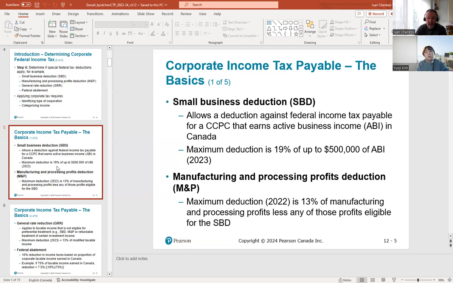So the maximum deduction here is 90% up to $500,000. Where we are now, we have the general rate, which is 38%, minus the small business deduction, SBD, which is minus 19%.